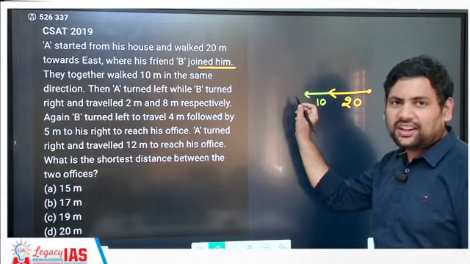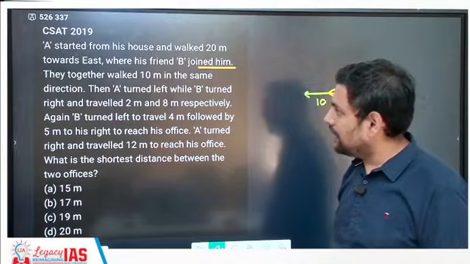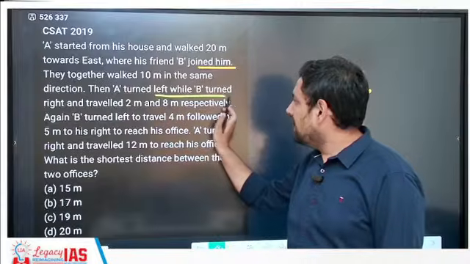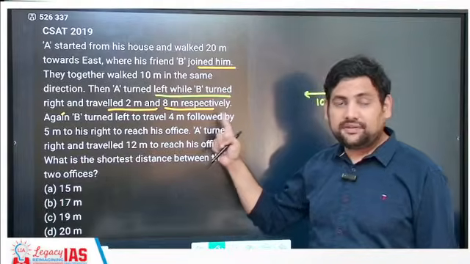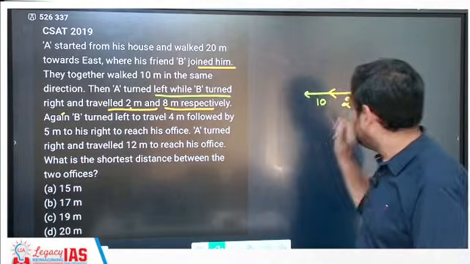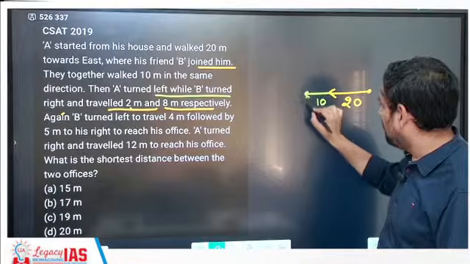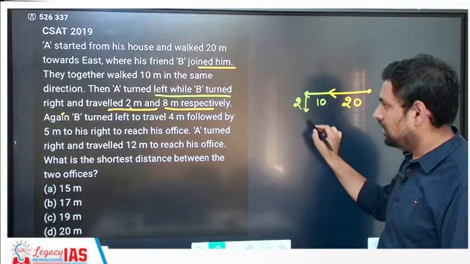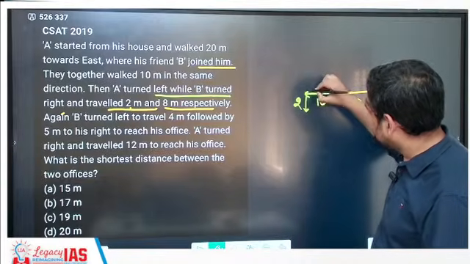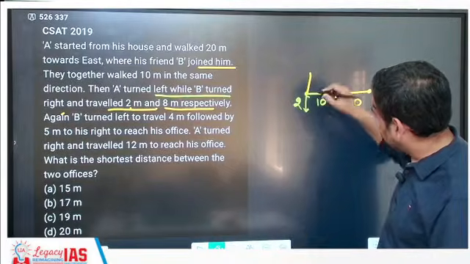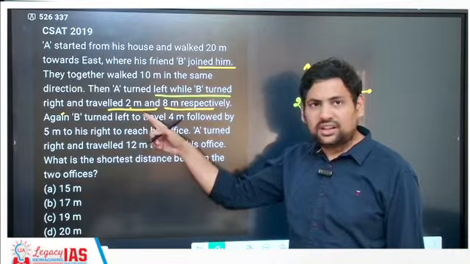I'm not writing it so that it does not confuse you in the eventual diagram, but here is A and B both. Now it says A turned left while B turned right, and traveled 2 meters and 8 meters respectively. So A turned left and walked 2 meters. From here, left looks like going down, correct? A goes 2 meters, and B goes 8 meters, because B has turned right and traveled 8 meters.